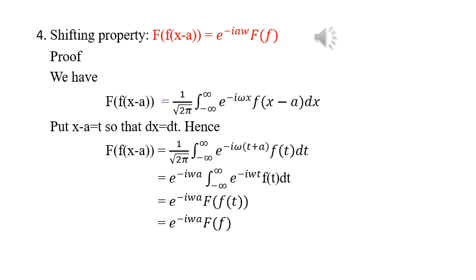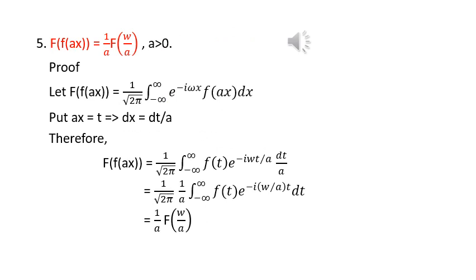Instead of x we can write t plus a. So e raised to minus i omega into t plus a into f of t dt. That is, e raised to minus i omega a can be taken outside since it is a constant. Then integral minus infinity to infinity e raised to minus i omega t f of t dt. That is, e raised to minus i omega a into Fourier transform of f.